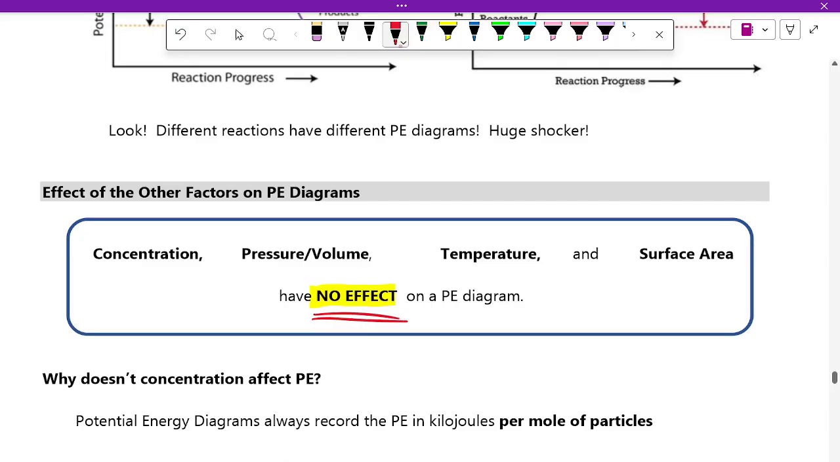Nothing. Okay, so really, the only thing that affects potential energy diagrams is catalysts, because I think nature of reactants is kind of like a stupid thing because they're different reactions, they have different graphs. So the only thing that affects potential energy diagrams is a catalyst.